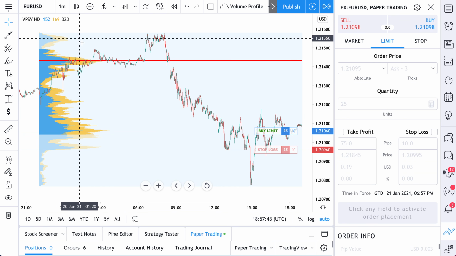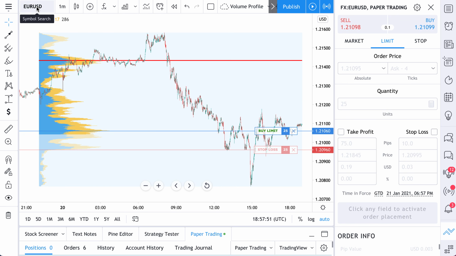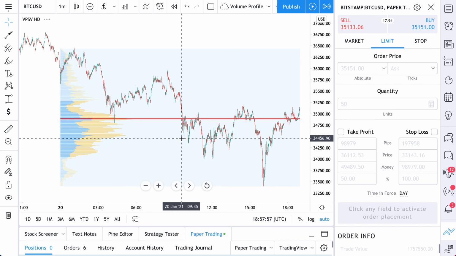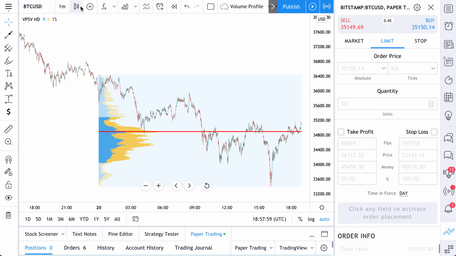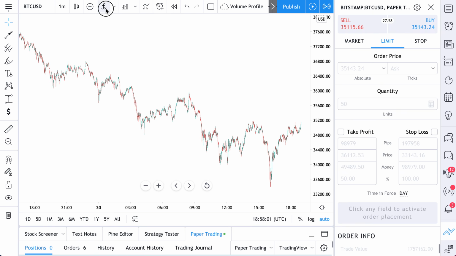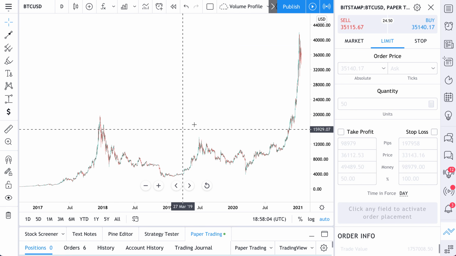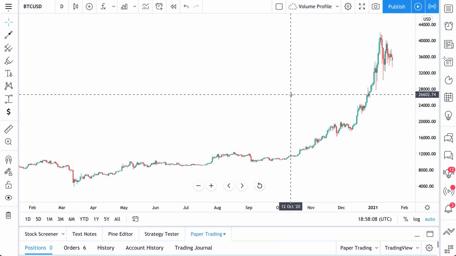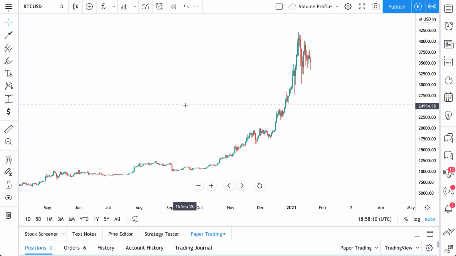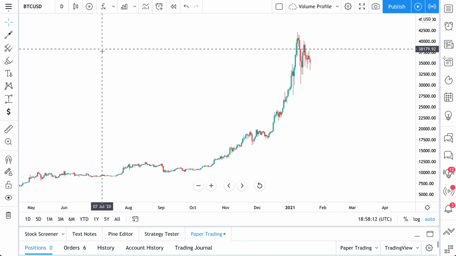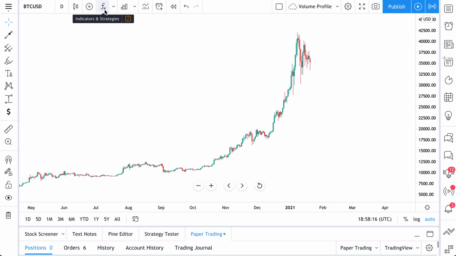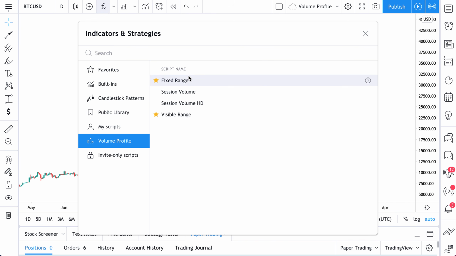Now, let's move on to something interesting: using the volume profile to not only trade, but also to analyze markets, share facts, and be more knowledgeable. So we've opened up a chart of Bitcoin, BTC USD, and let's say we don't want to trade, we just want to analyze price and share some facts with friends or colleagues. You can use the volume profile to do that.